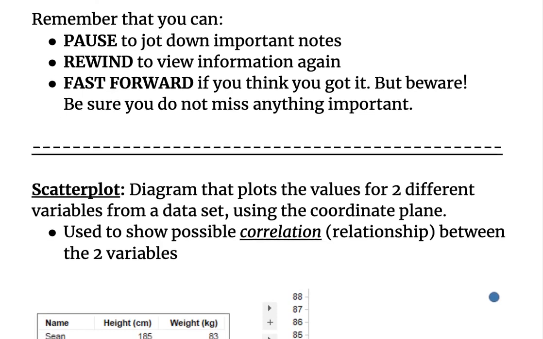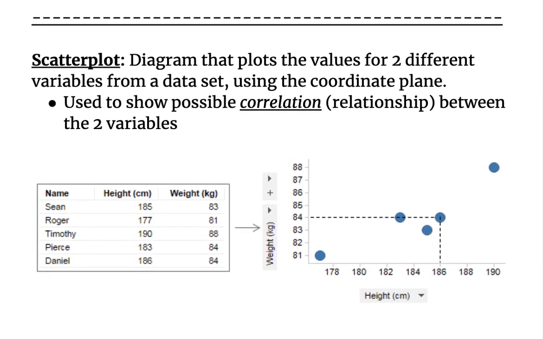And a scatter plot is used to show possible correlation or relationships between the two variables. So for instance, in this example, we have different people and we've recorded their height and their weight. And each of these dots is going to represent one person. So for instance, Sean is 185 centimeters tall. So this is his dot here. 185 centimeters is between 184 and 186. And then we stop that dot at 83 kilograms because that's his weight.